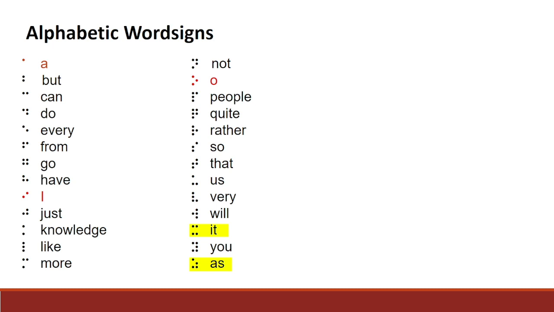V is very, W is will, X is it. I often remember that by the word exit. Y is you, and Z is as. Sorry, I don't have a good mnemonic for that one.